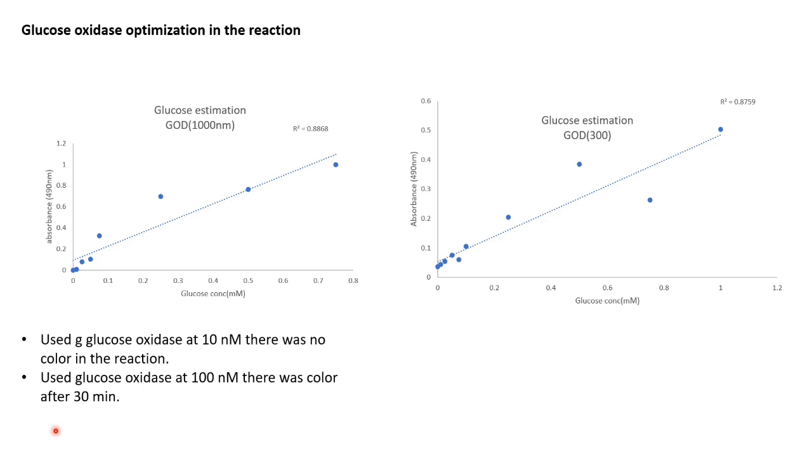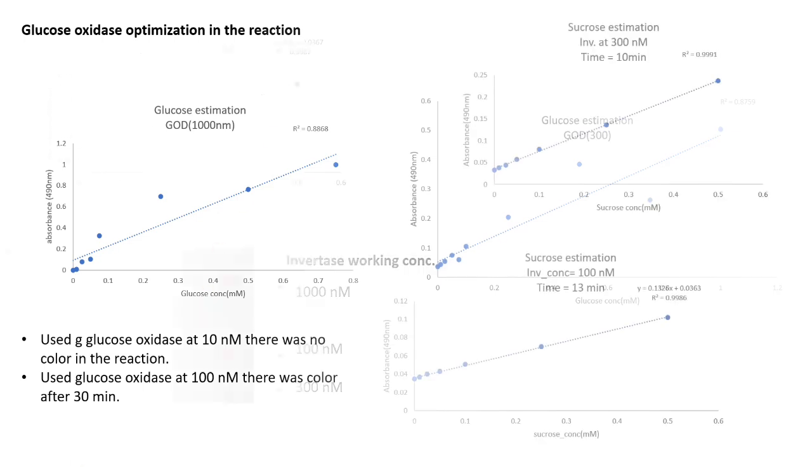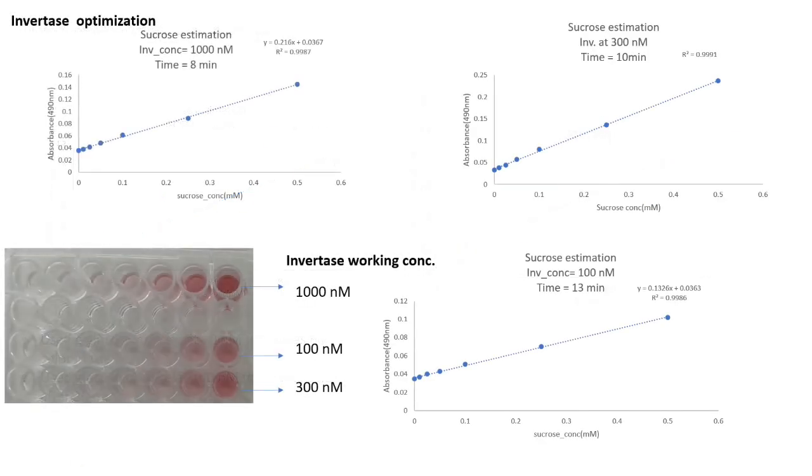Next, we tried to optimize the invertase enzyme in the reaction, how much invertase to be used, and we found that 300 nanomolar is the best concentration to be used. Using 1000 nanomolar resulted in a reaction time of 8 minutes, while 300 nanomolar took 10 minutes and 100 nanomolar took 13 minutes. All these concentrations provided good R square values, and the time difference can be observed in a 96 well plate when analyzing the color intensity.